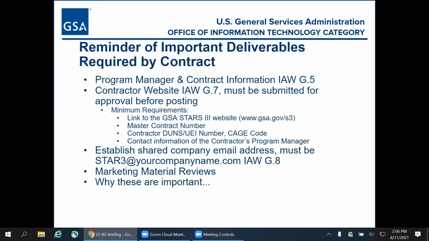And then our last deliverable that we'll be talking about is your shared company email. Things to keep in mind when you're submitting this: there should be nothing before the @ sign except for STARS3. So there should not be any abbreviation of your company name before the @ sign. It should be STARS3 at yourcompanyname.com. They're very specific about that, and you will get that sent back until it is just the STARS3 before.